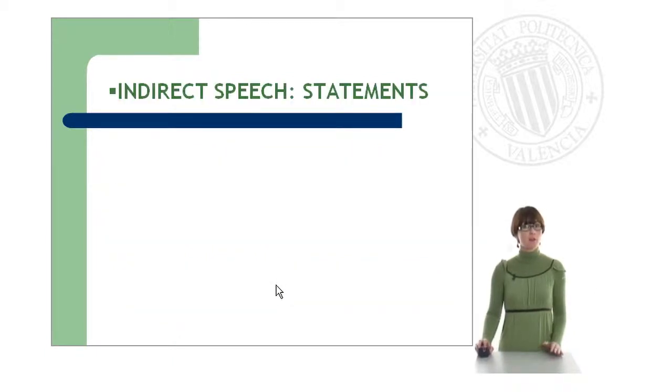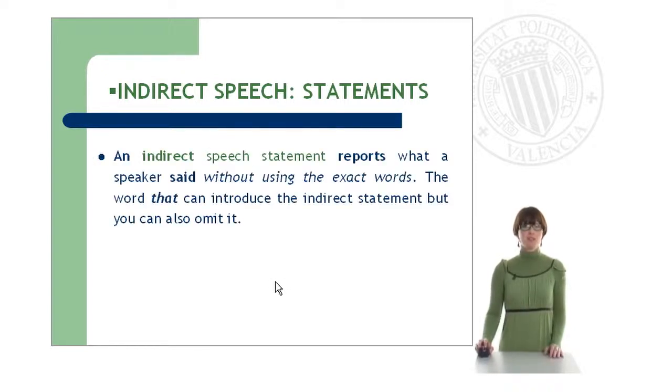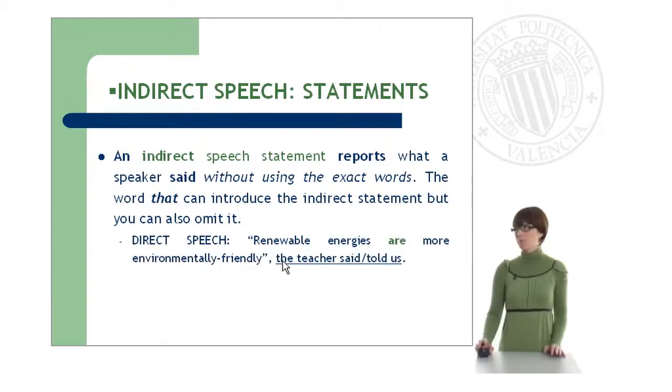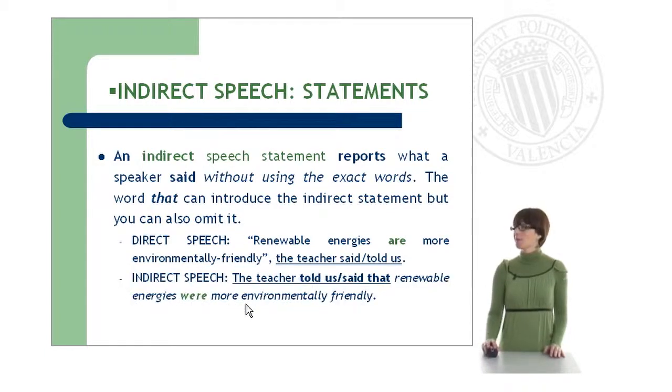Okay, now let's focus on indirect speech statements. An indirect speech statement reports what a speaker said without using the exact words. The word "that" can introduce the indirect statement, but you can also omit it. For example, direct speech: "Renewable energies are more environmentally friendly," the teacher said or told us. And the sentence in indirect speech: the teacher told us or said that renewable energies were more environmentally friendly.